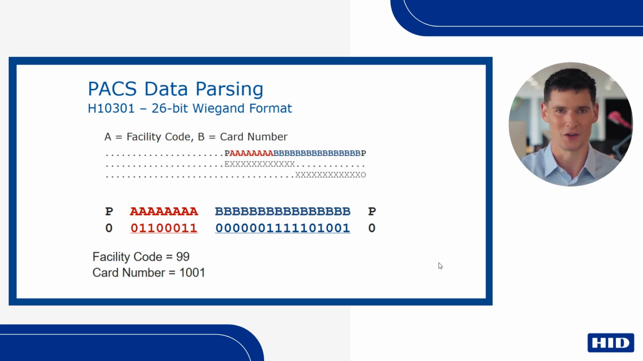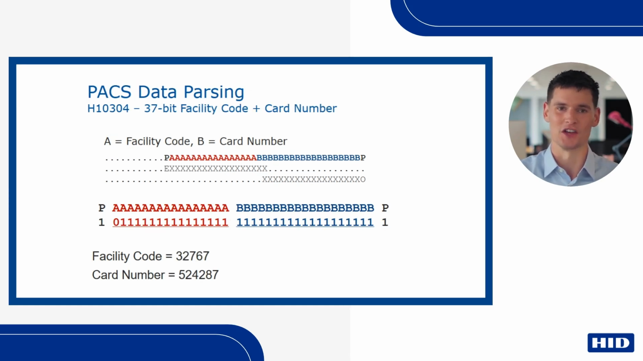H10301 describes binary encoded data. The facility code is stored in binary bits marked A, and the card number is stored in the binary bits marked B. The bits marked P are parity bits, used as a very simple quality check for the accuracy of the transmitted binary data. In this example, we show H10304, a 37-bit format. This format also has fields named facility code and card number, but if you compare it to H10301, its format is very different and would probably not work on a customer's system that was set up for H10301.